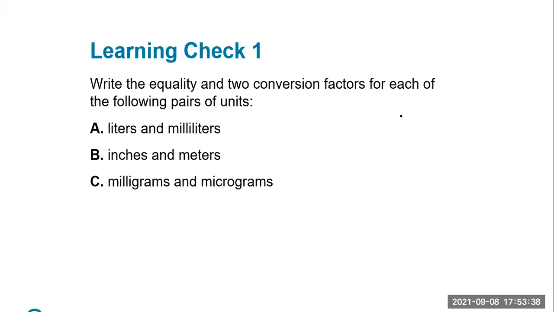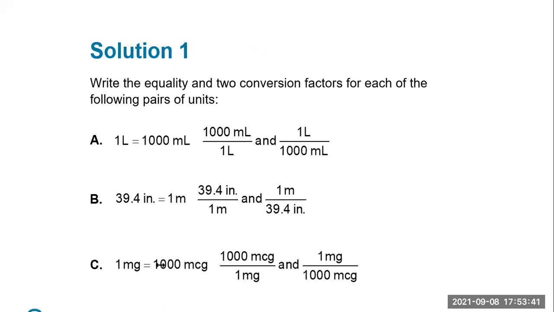So there are, 1 liter is 1,000 milliliters. This is what is referred to as an equality. And again, from this equality, these are the two conversion factors that we could get. And again, 1,000 milliliters over a liter or 1 liter over 1,000 milliliters.